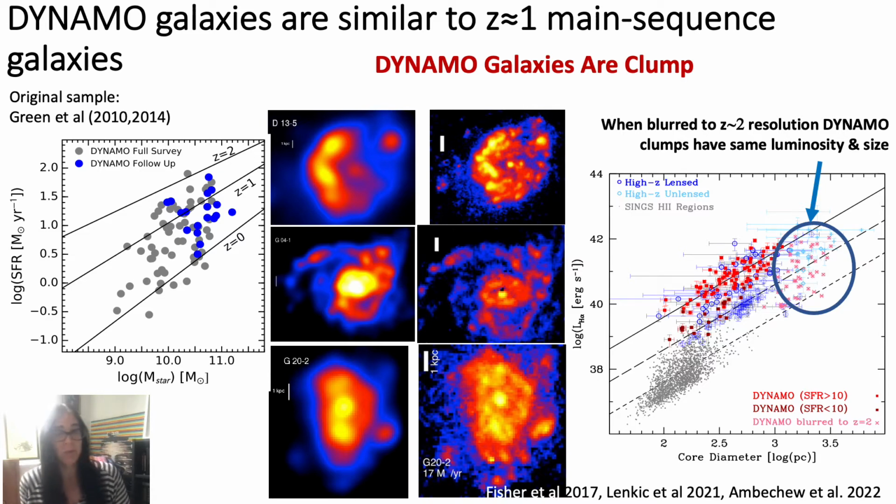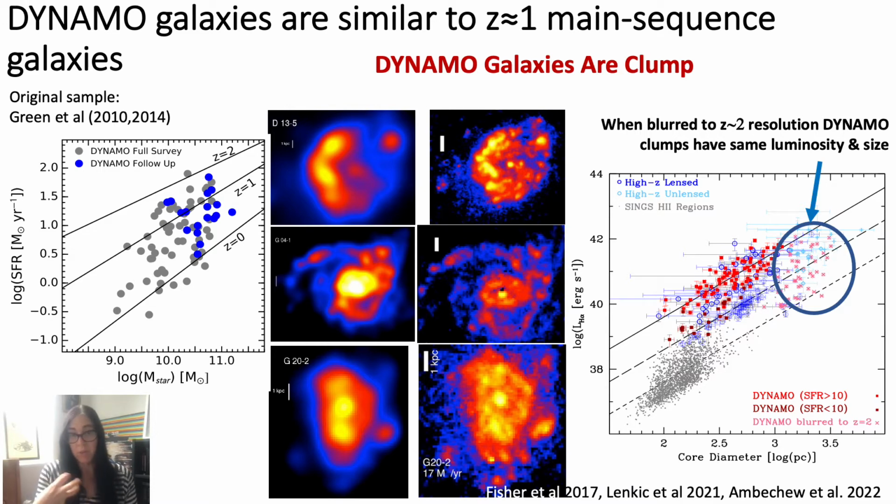This is from the same program. The red points are the DYNAMO galaxies at full resolution. We see that their sizes and their H alpha luminosities of individual clumps are the same as the sizes and luminosities of clumps in lensed galaxies. Those are the dark blue.